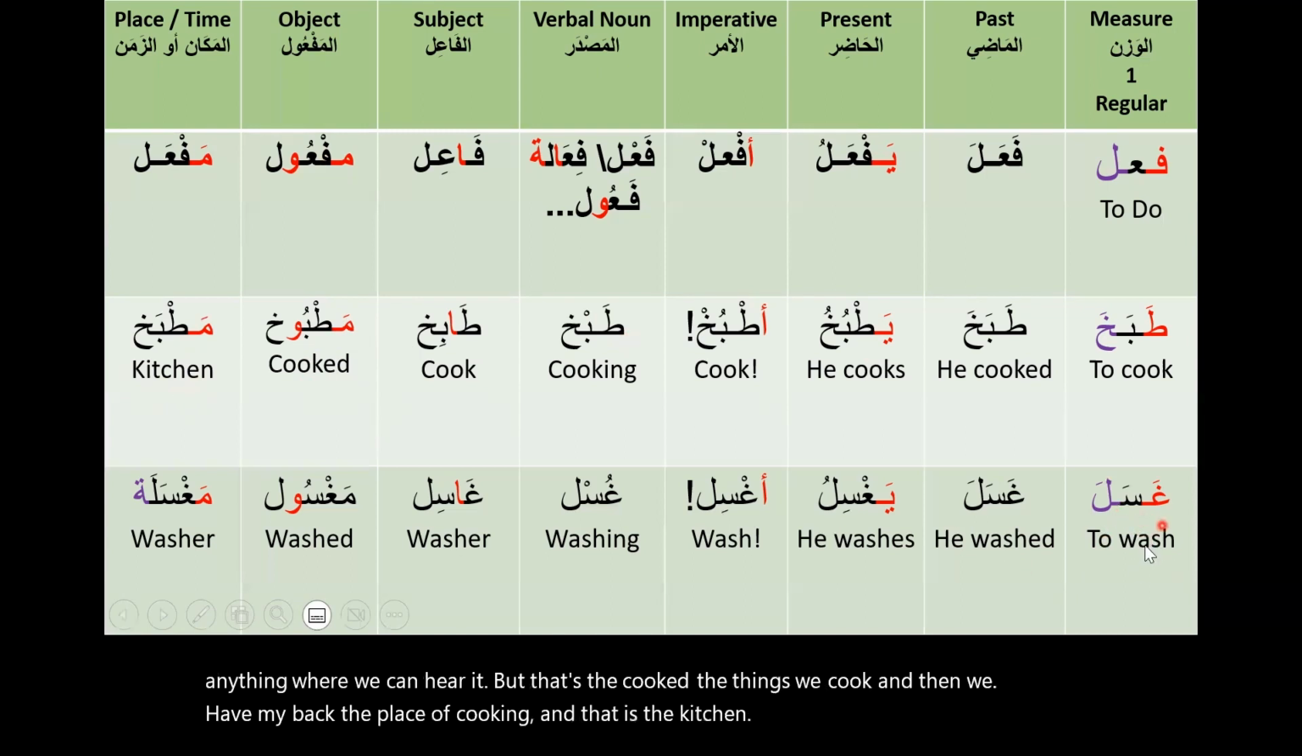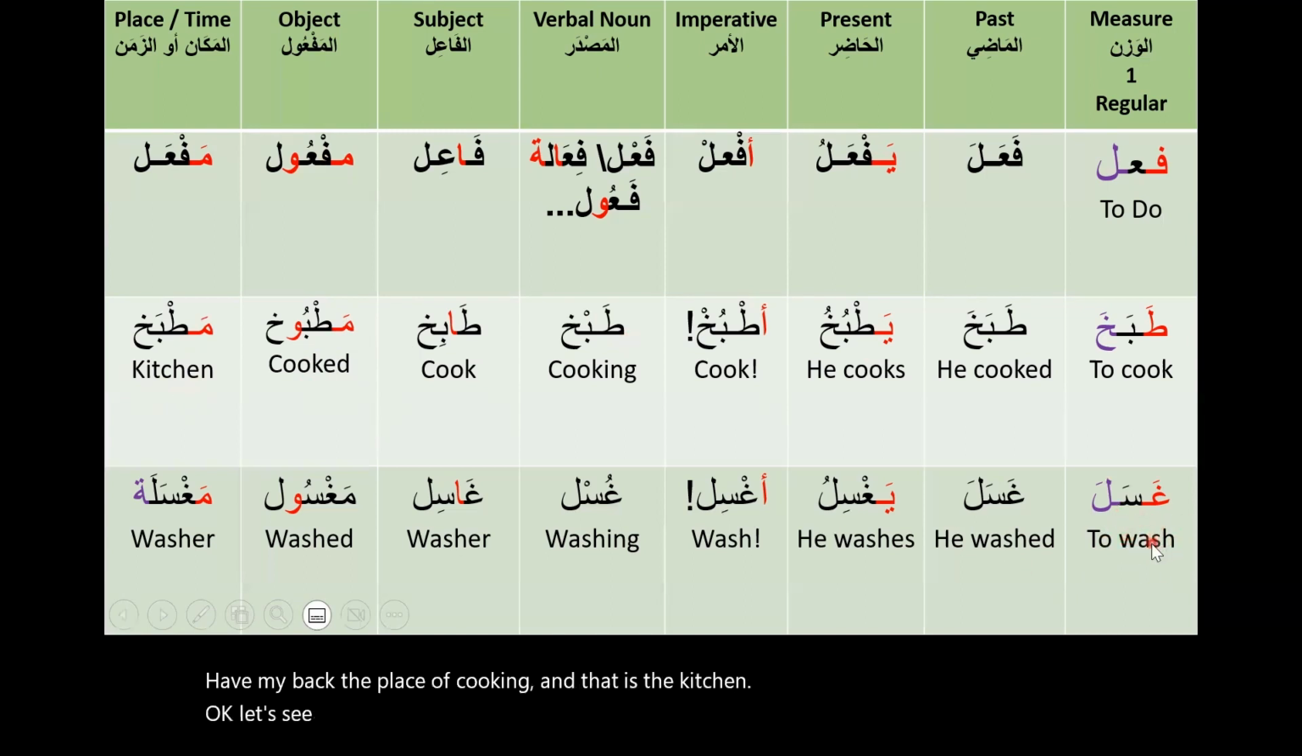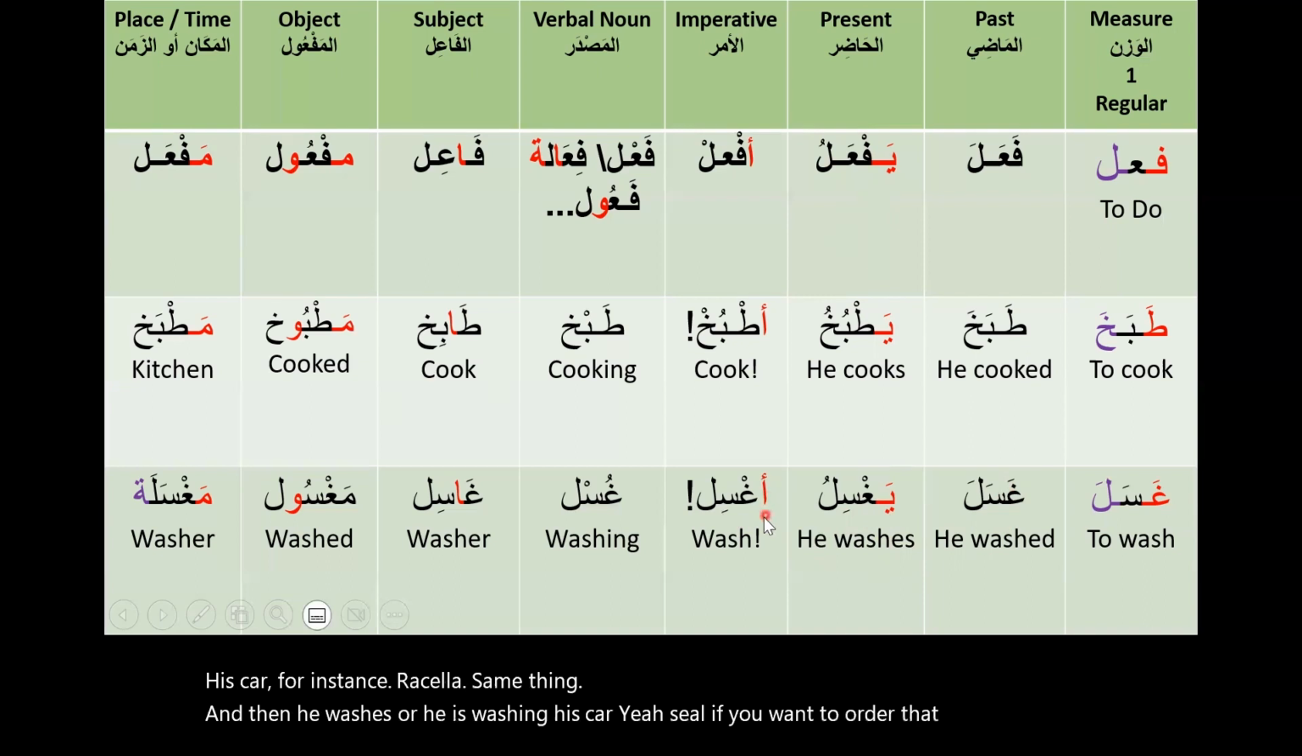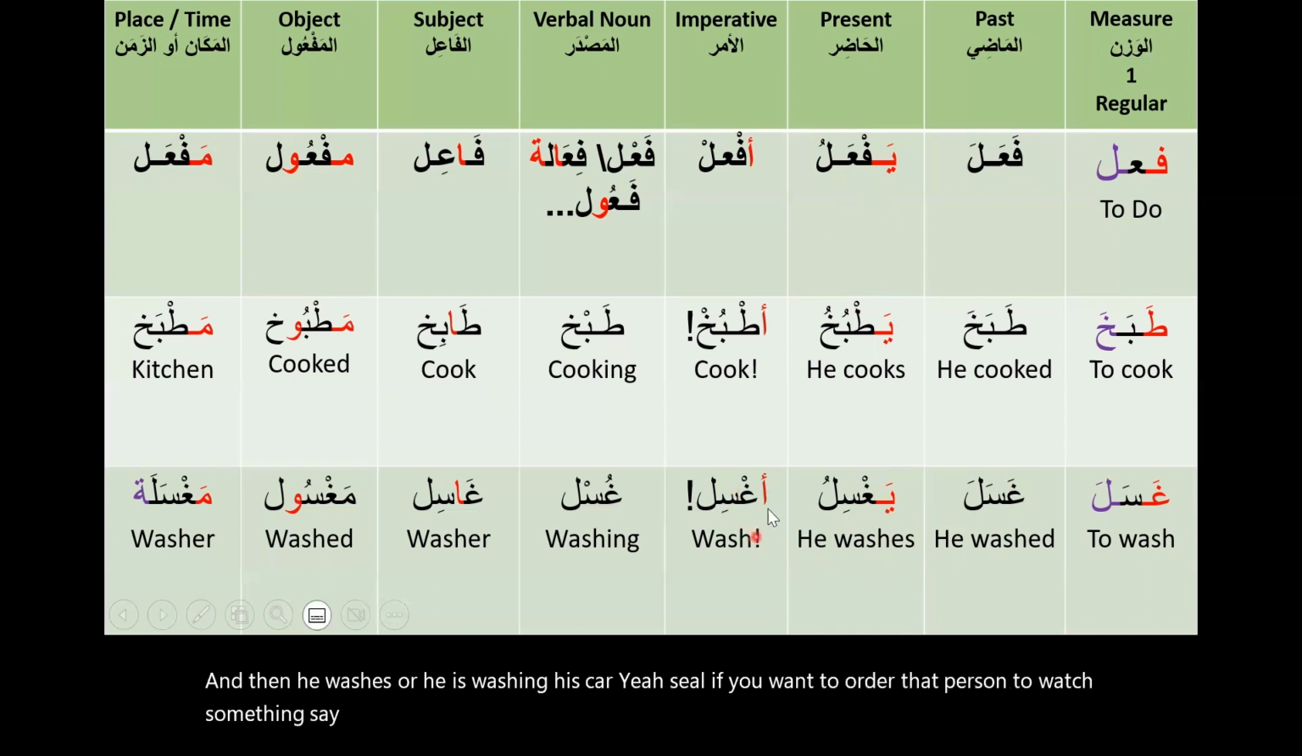Okay, let's see Ghassala. Ghassala is to wash, and he washed his car, for instance. And then he washes or he is washing his car, yaghsil. If you want to order that person to wash something, say ighsil, wash. And then the verbal noun is ghasl.